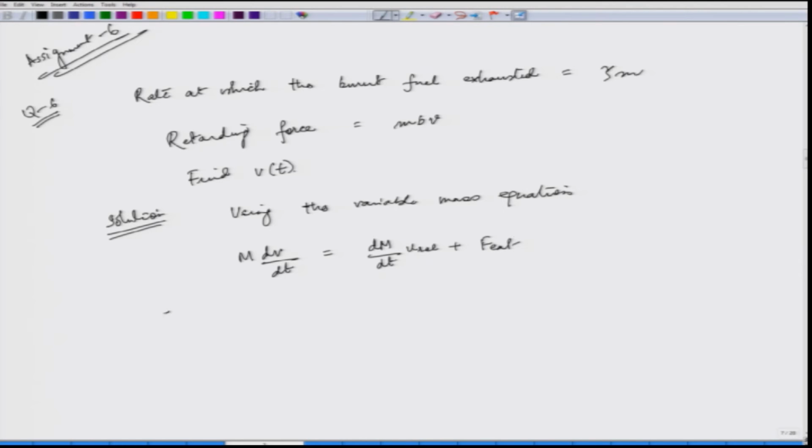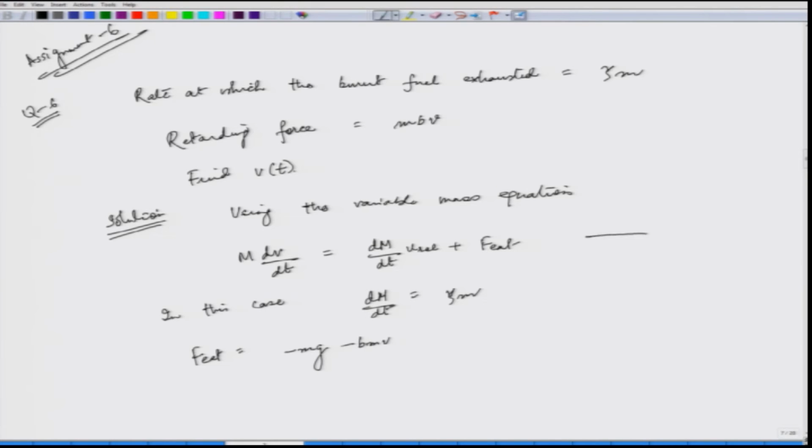So, in this case, we are given that dm by dt is nothing but gamma times m. And what are the external forces acting on the system? F external. First of all, it is gravity, which is acting opposite to the speed of the rocket, and the second is air drag, that is minus bmv, given in the system.